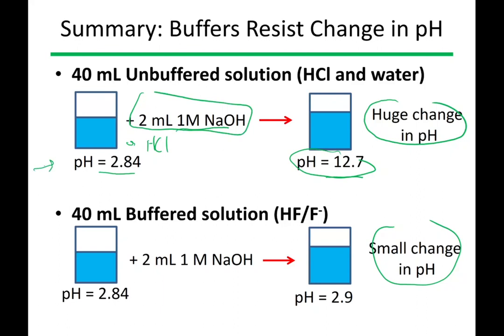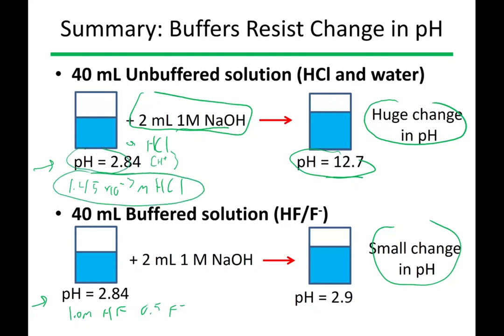Well, part of that comes from how we get to this. So remember, to get to this pH here, we had 1.0 molar HF, and we had 0.5 molar F minus. To make a pH of 2.84 from an HCl solution, remember this is just going to be the concentration of H+. To get here from a strong acid, this would just be the result of the negative log of concentration. So this means that this solution was 1.45 times 10 to the negative third molar HCl. So you'll notice to get the same pH, we needed way less of the strong acid than we did of the acid in the buffered solution.